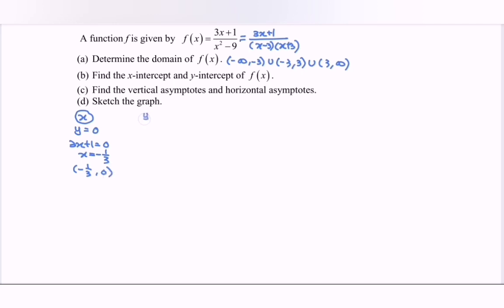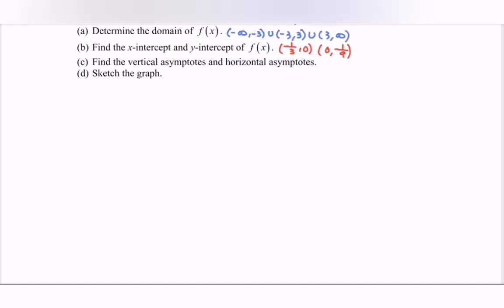Continue. In order to find the y-intercept, x is equal to 0. If we substitute, we will have y is equal to 1 over negative 9. So the coordinate will be 0, negative 1 over 9.